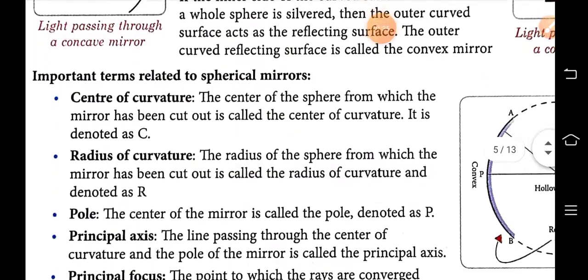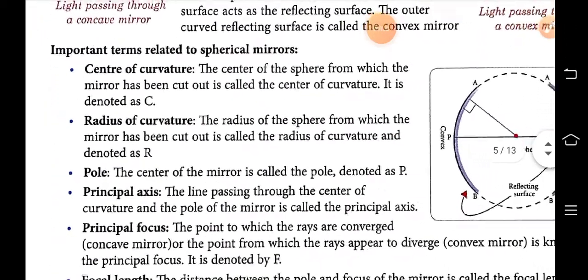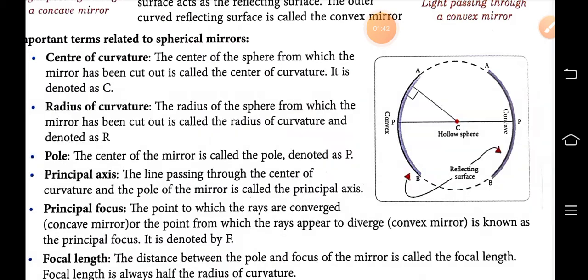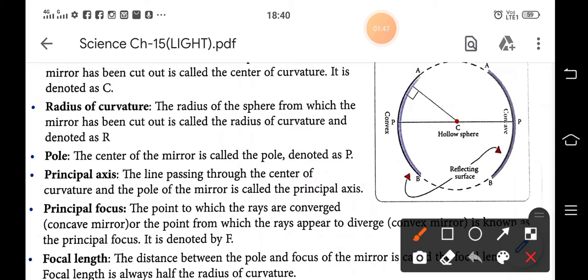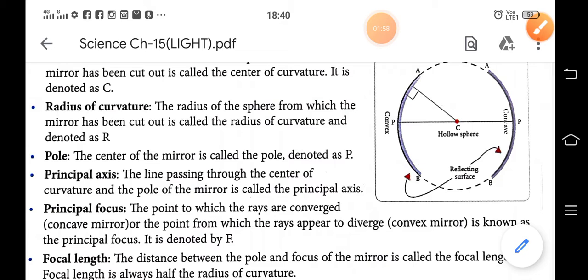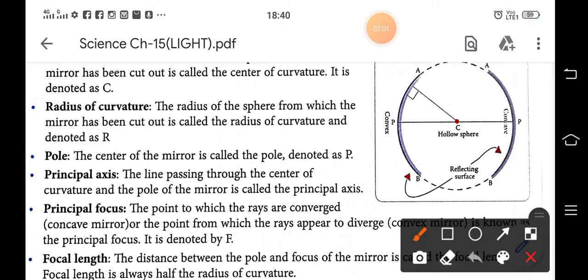Important terms related to spherical mirrors. First is center of curvature. Look at the figure. The central point of the sphere from which the mirror is cut out is called the center of curvature, which is denoted by C. This is the center of curvature.